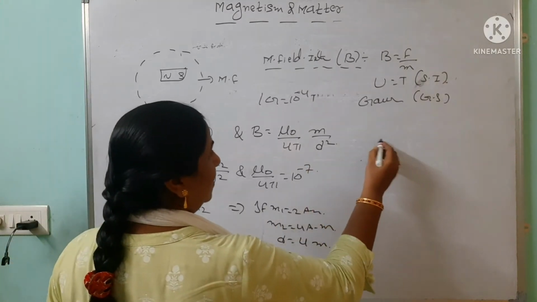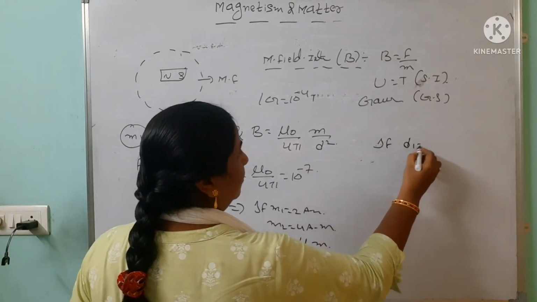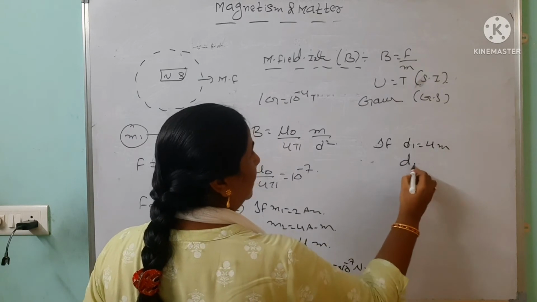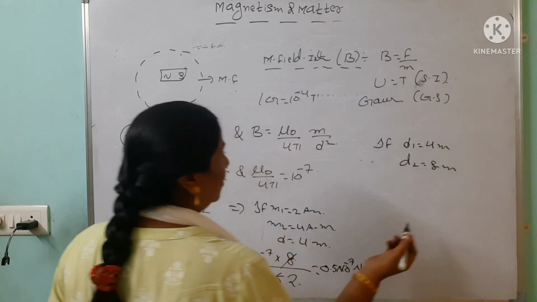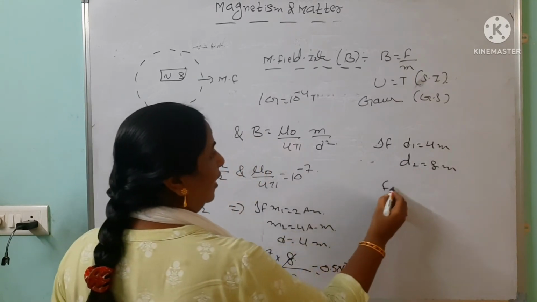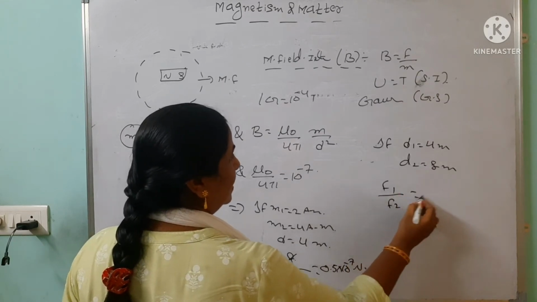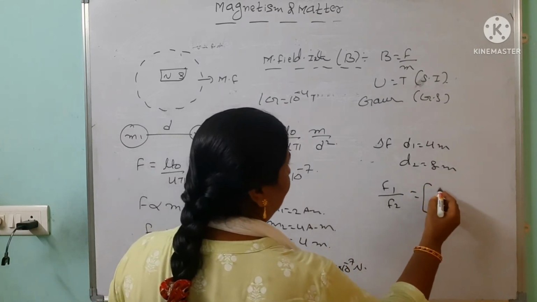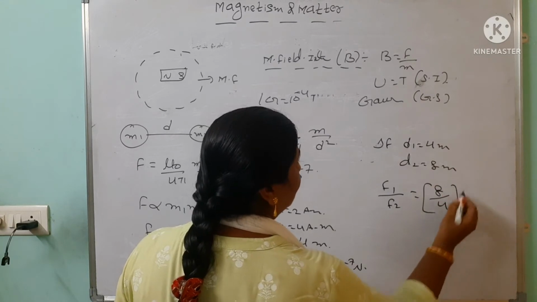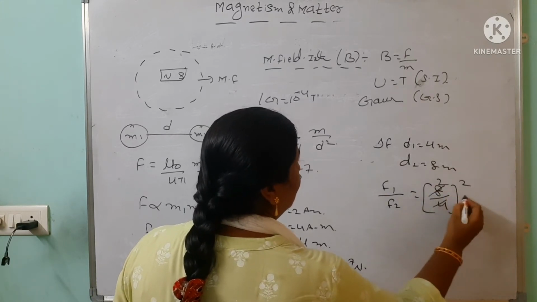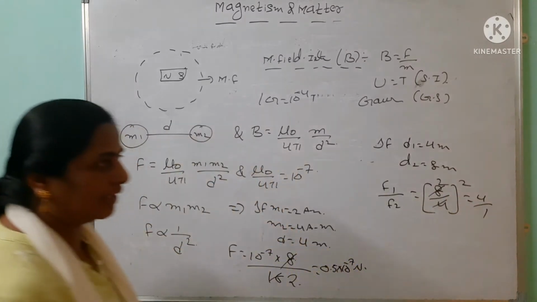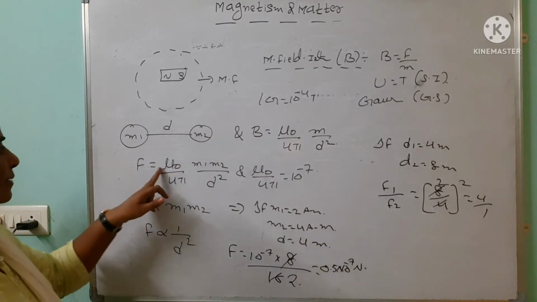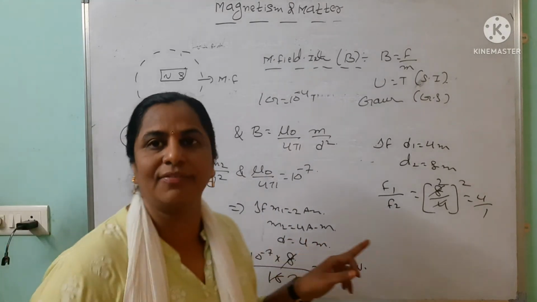Not only this, suppose d1 equals 4 meters, d2 equals 8 meters, and the pole strengths are constant. How can we find the ratio of forces? Simply take d2 by d1 whole square, because both are inversely proportional to each other. So our answer is how much? 4:1. And you remember that this mu naught is the permeability of free space.